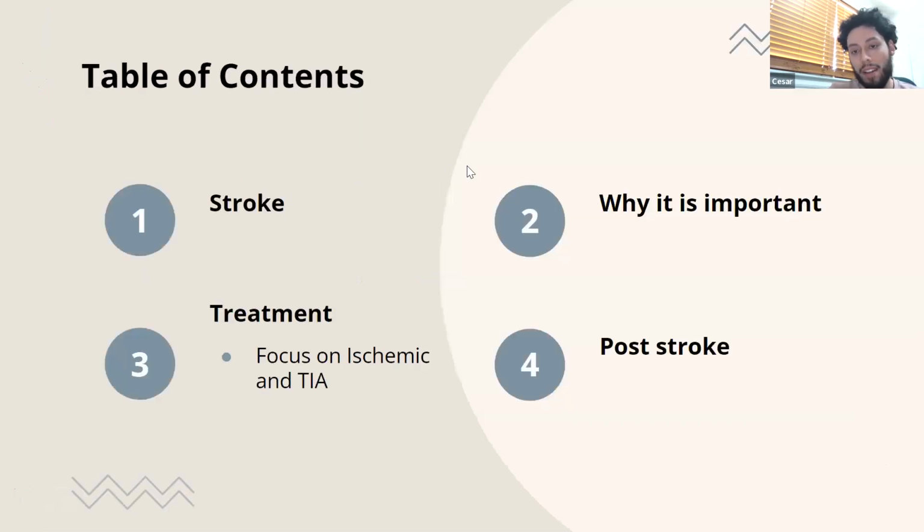So this is sort of the way this presentation is going to flow. I'll first start off with the definition of a stroke and move on to why it's important. And third, we'll move on to the treatment. And with the treatment, I'm going to focus more on ischemic and TIA, or transient ischemic attack. Those are two of the three most common types of stroke. And lastly, I'll move on to post-stroke, or what interventions are done after a stroke.